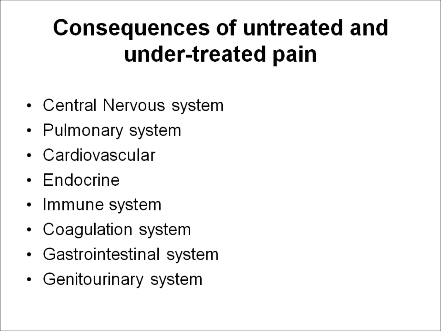With regards to the endocrine system, we've already spoken about the increase in the level of catecholamines. There's also an increase in the level of catabolic hormones and a decrease in the level of anabolic hormones. This results in negative nitrogen balance and increased blood sugar. All these contribute to diminished wound healing. There's also an increase in arginine vasopressin, which causes fluid retention.